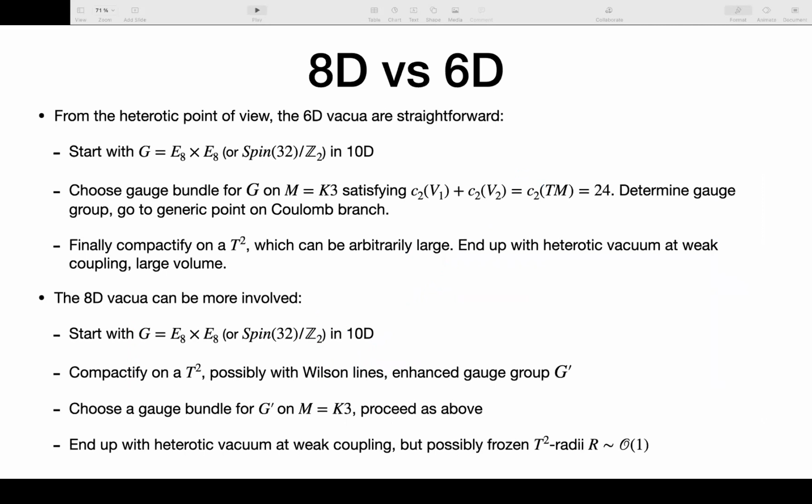Now, from the heterotic point of view, the 6D vacua are straightforward. We just start in 10 dimensions with E8 times E8. We choose some gauge bundle G on K3, satisfying this equality on the second Chern classes. We determine the gauge group as the commutant. We go to the generic point in the Coulomb branch. Then we have the spectrum of the low energy theory in 6 dimensions. And then we can compactify on a T2, which we can now take to be arbitrarily large. And we have a heterotic vacuum, which is very nice. It's at weak coupling and large volume.